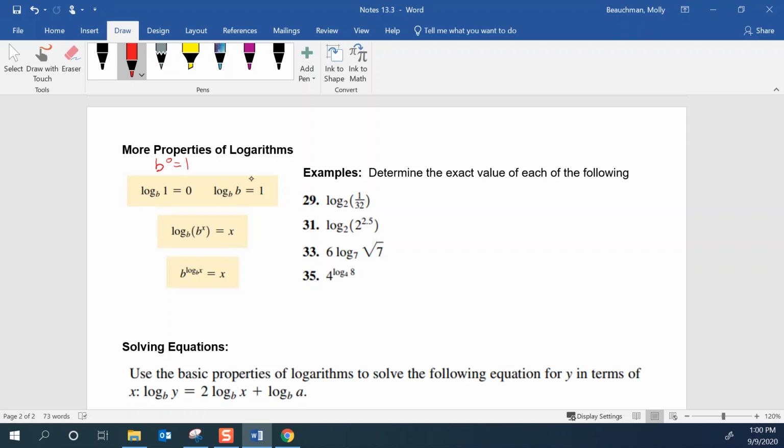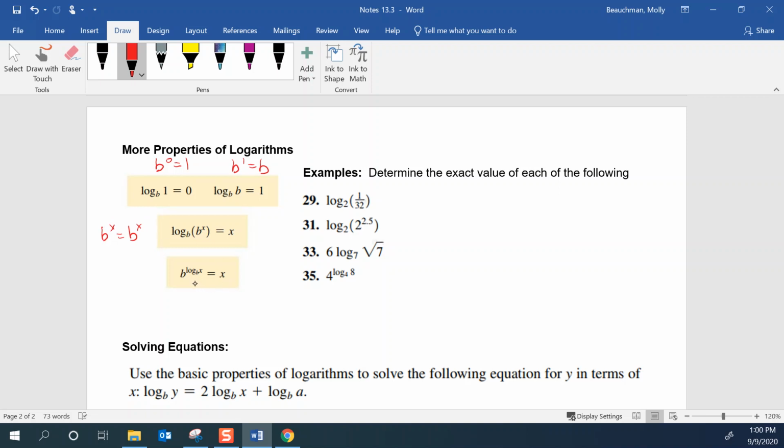Log base b of b equals 1. That means b to the power of 1 equals b. That's the exponential property expressed as a logarithm. Next, log base b of b to the x equals x. If you rewrite it as an exponent, that says b to the x is equal to b to the x.